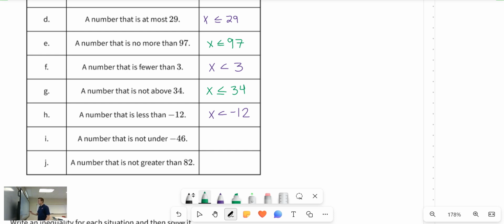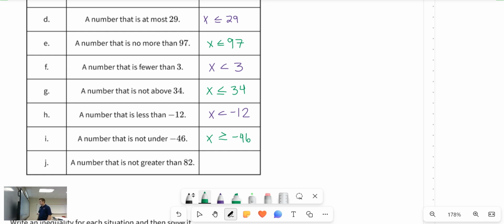I, a number that is not under 40, or sorry, not under negative 46. All right, so here's our number, X. It's not under negative 46. I keep missing that negative sign. So if it's not under negative 46, that means it could be negative 46, right? So it could be equal to negative 46. Or it needs to be above negative 46. So we can have X greater than or equal to negative 46.